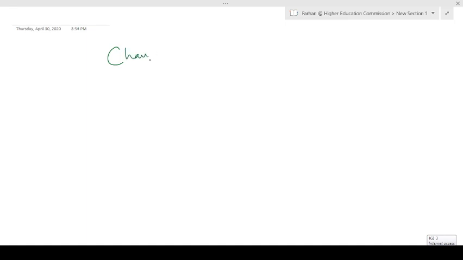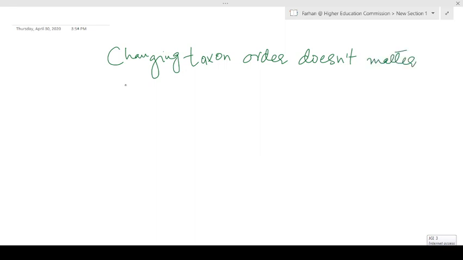Changing taxon order doesn't matter. What is taxon? If you have gone through the previous presentation, you know that taxon is actually the OTUs or leaves which are written, and if we change the taxon order, that doesn't overall change the meaning of the tree. What does that mean?